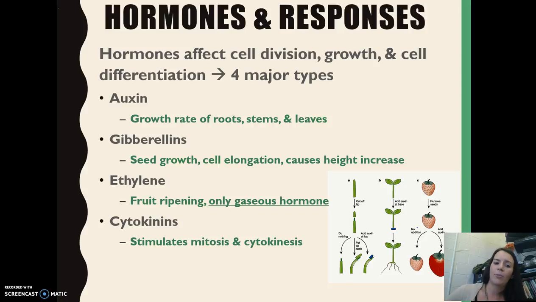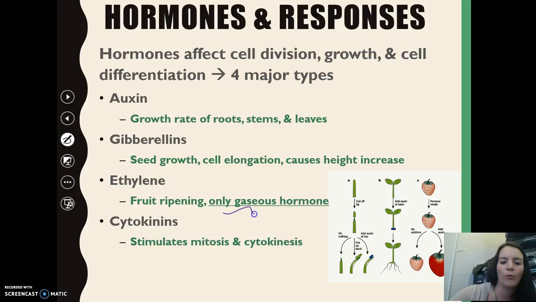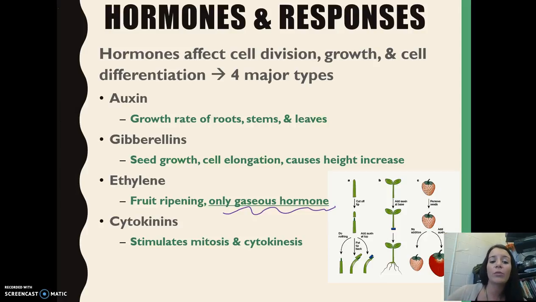So auxin, for example, affects the growth rate of roots, stems, and leaves. Gibberellins help with seed growth and the elongation of cells, which is as that seed's growing, and it also causes a height increase. Ethylene is the only gaseous hormone, which is important to note, and this is with fruit ripening.